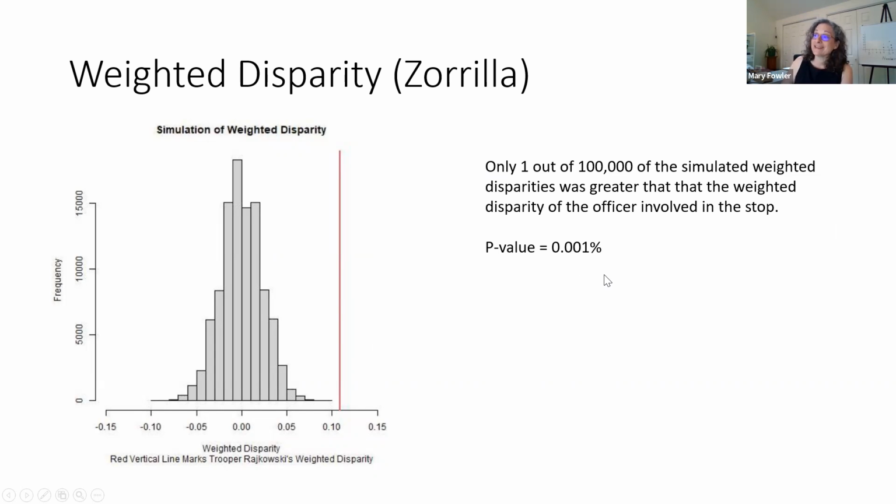And since 0.001 is so much less than 5%, we have evidence that race is important for this officer when determining whether or not to stop a driver and issue a citation. All right, so those are the main tools that I've used so far, most of them.